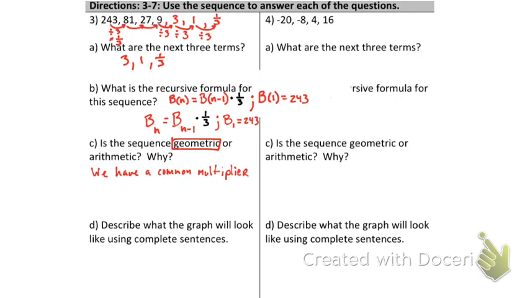All right. Okay, describe what the graph will look like using complete sentences. So remember, when we have geometric, we're going to have an exponential graph. This is the curved one. So you use the words exponential graph. And because our numbers are getting smaller, it's an exponential graph that's going down. In other words, it's going to look like this. It starts off high and slowly goes down.